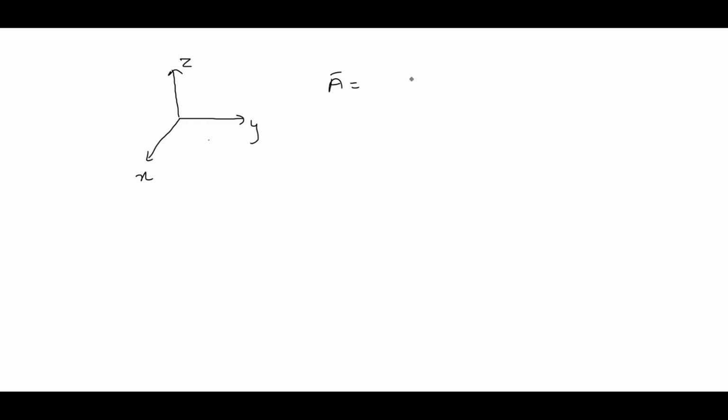For a vector a bar, for example a1 i cap, a2 j cap, and a3 k cap. Here i cap, j cap, and k cap are unit vectors along the three coordinate axes. And a1 is the component along the x-axis. Similarly, a2 is the component along the y-axis and a3 is the component along the z-axis. This vector a bar can also be represented like this: a1, a2, a3, in this fashion. If it is given like this, then that implies that the vector a is a1 i cap plus a2 j cap plus a3 k cap.